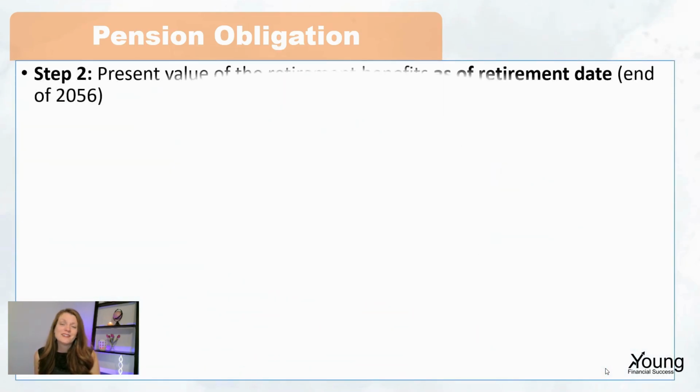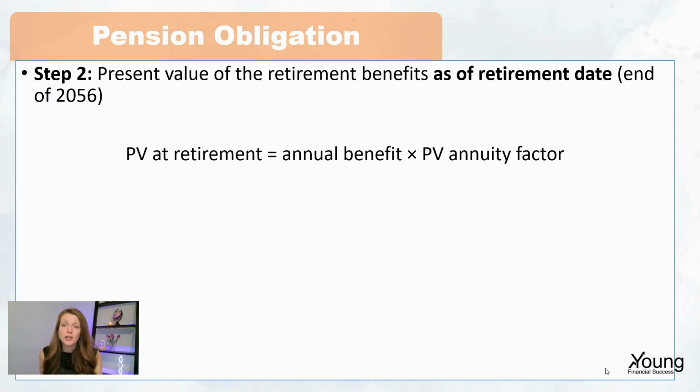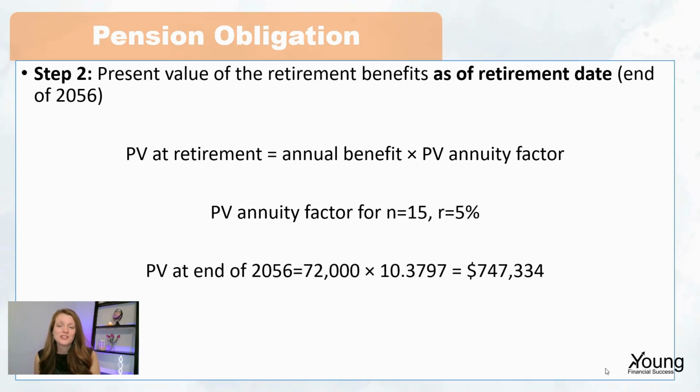So then let's move to our step 2. So here we're going to figure out the present value of the retirement benefits as of the retirement date. So what I'm saying here is she's going to get paid out $72,000 for 15 years. Let's figure out the present value of that as of the date of retirement. So here we're going to be looking at a deferred annuity. So we are going to go to the present value of an annuity factor to figure out the present value at her retirement date. So for her, she's going to be living for 15 years, that would be the estimate, and we were told that we're using a 5% discount rate.